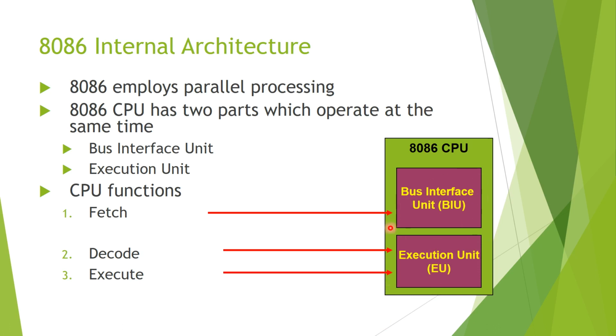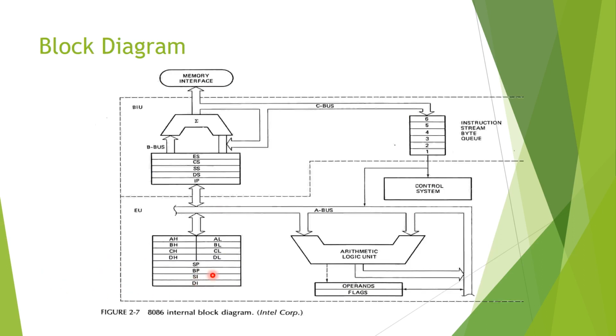So all the external communication will be done by the BIU, and all the execution of the instructions is done by the execution unit. As we see here, the BIU is used to fetch the instruction, then the execution unit is used to decode the instruction and then execute the instruction. Then this is the block diagram of 8086 microprocessor. So this is the BIU, this one.